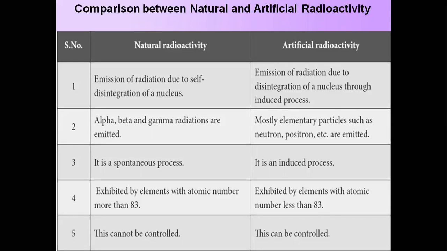Natural radioactivity is exhibited by elements with atomic number more than 83. Artificial radioactivity is exhibited by elements with atomic number less than 83. So substances with atomic number more than 83 show natural radioactivity. But two elements, technetium and promethium, are natural radioactive, although their atomic number is less than 83. Less than 83 atomic number elements are the artificial radioactivity. Natural radioactivity can't be controlled, while artificial radioactivity can be controlled.